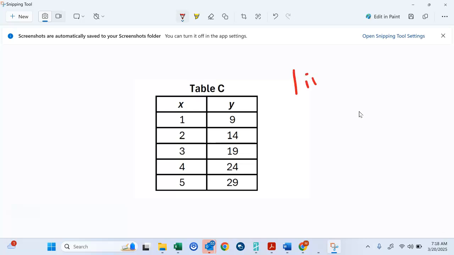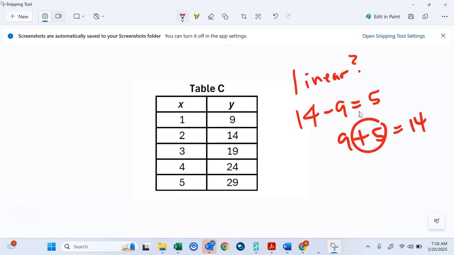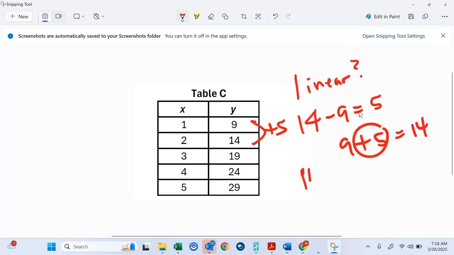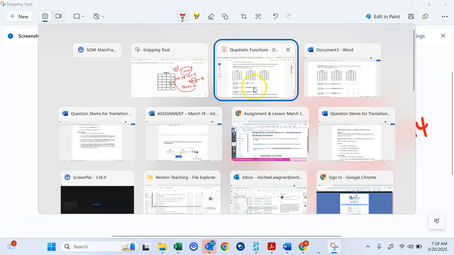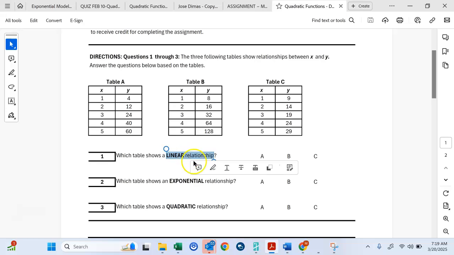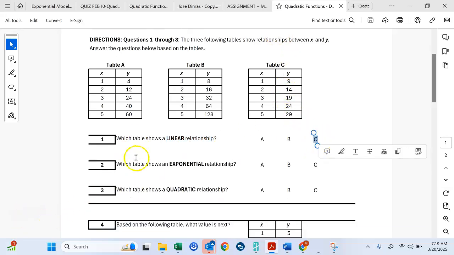So is it linear? So 14 minus 9 equals 5. So 9 plus 5 equals 14. Does it continue? 14 plus 5 equals 19. Yes, so that continues, right? So that's linear. So table C is linear. Table C, linear is going to be C, this one right here, okay? So that's how that works.